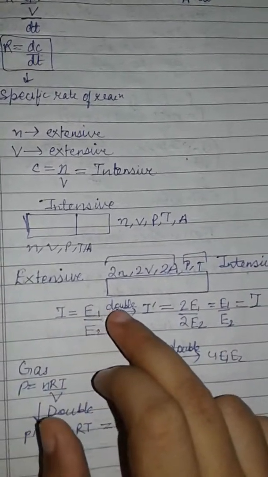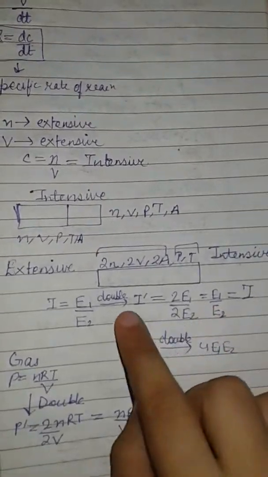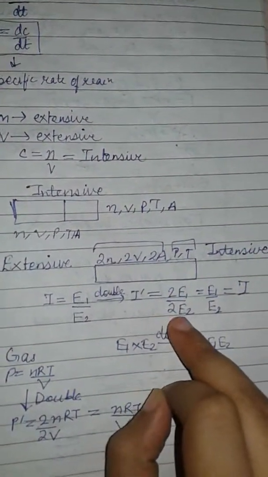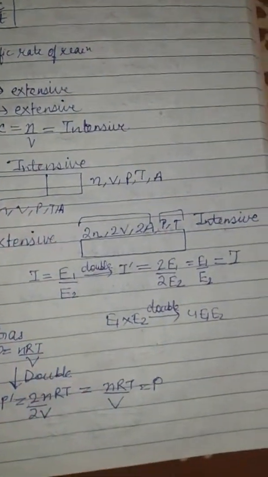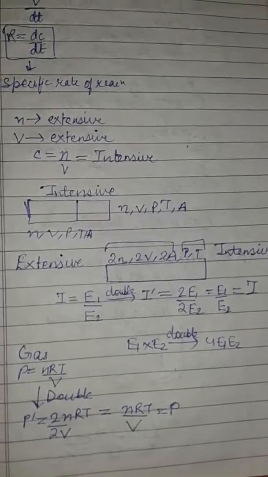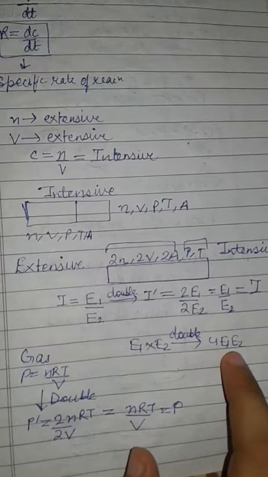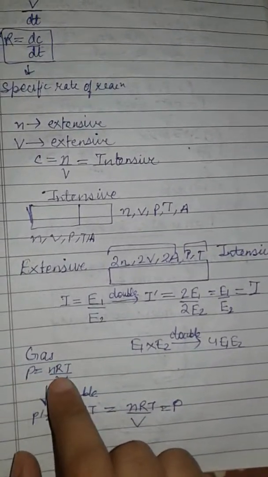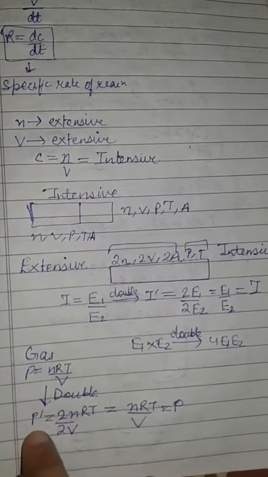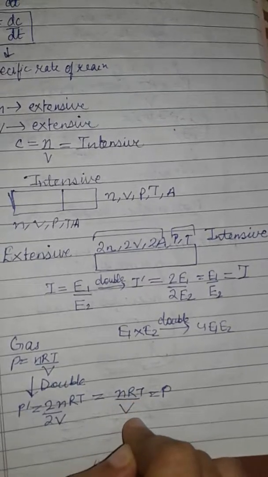If the intensive property I is E1 upon E2 and it is doubled, then it will be converted to I dash, that is 2E1 upon 2E2. Then 2 and 2 cancel, so it is again I. E1 into E2 doubled gives 4E1E2. For a gas, pressure is equal to nRT upon V. If doubled, then P dash is equal to 2nRT upon 2V, which is the same as nRT upon V, that is P.